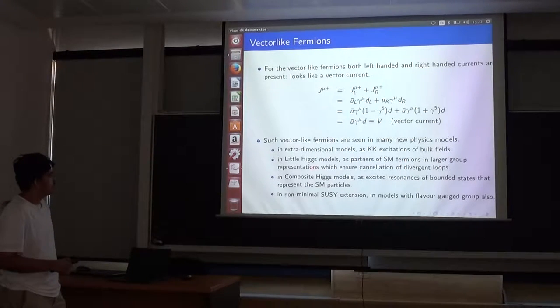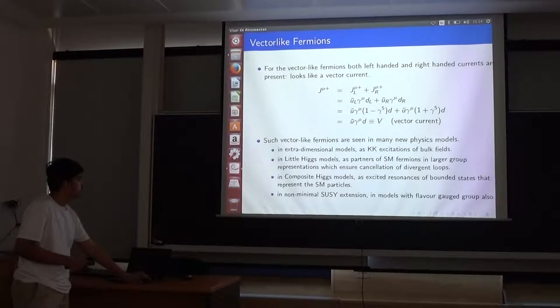In larger group representations, which ensures the cancellation of divergence. This is a brief introduction of why those are required. In composite models also, the standard model particles are taken as bound states, so excited resonances of those can be the vector-like fermions. And also in non-linear sigma expansion models with a larger gauge group, vector-like fermions are not taken.